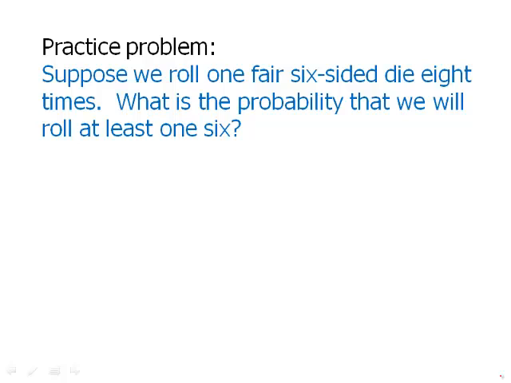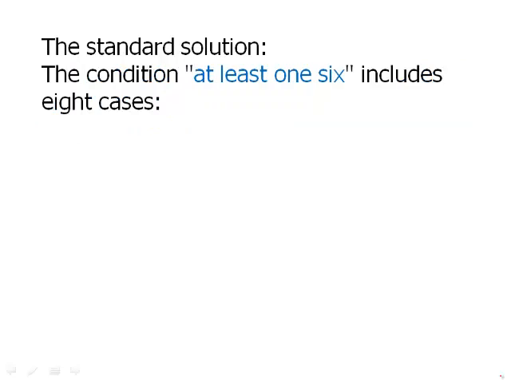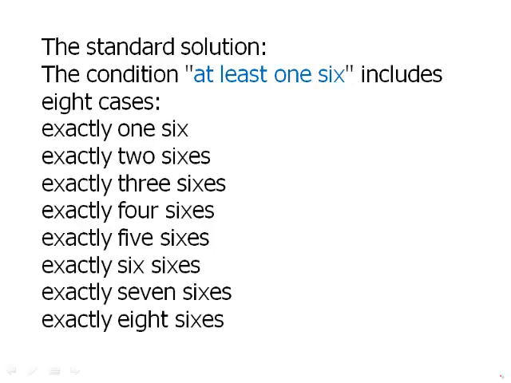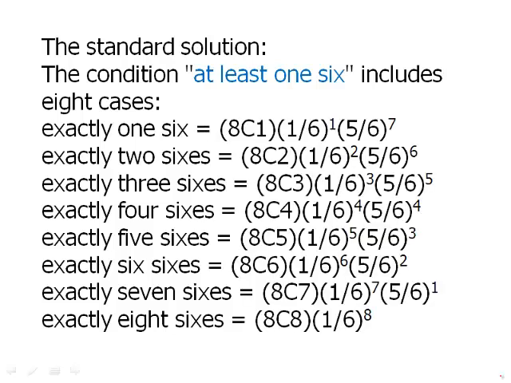So first, just so you appreciate how much time we will save, I'm going to show you this more lengthy, straightforward method, so you get an idea of what's involved. The standard solution: the condition "at least 1 6" includes 8 cases. We could get exactly 1 6, or we could get more than 1 6, so any of the numbers from 2 through 8 are also included. These are the number of dice that could show up with a 6 on it. And again, these are not all equally likely, but it doesn't matter. All of these are possible cases. Each one of these 8 cases is a binomial calculation. So that means we'd have to do 8 different binomial calculations.